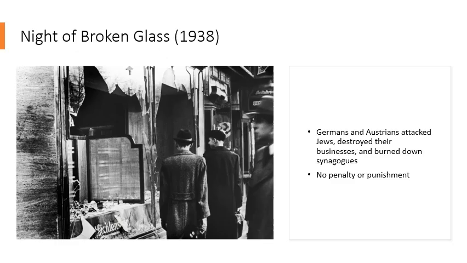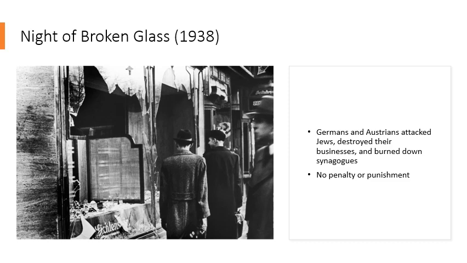This persecution turned violent in 1938 during what is known as the Night of Broken Glass, or Kristallnacht in German. Germans and Austrians attacked Jews, destroyed their businesses, and burned down synagogues. The people that did this faced no penalty or punishment. So they were able to openly attack Jews, burn down their businesses, attack them. And the reason it's known as the Night of Broken Glass is because the streets were littered with broken glass from these Jewish shops.